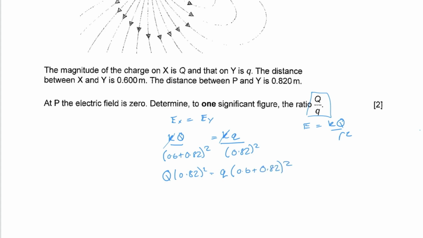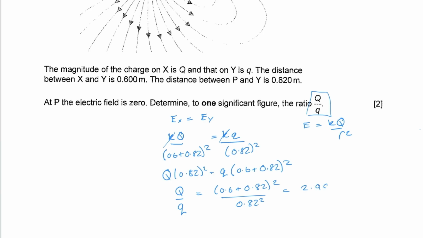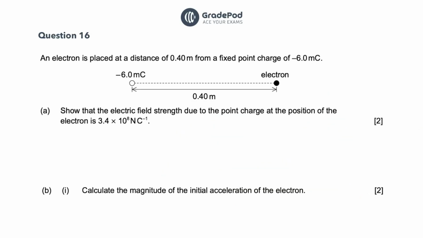Now we want to bring it down to the ratio of Q over q, and that means the answer will be 0.6 plus 0.82 all squared over 0.82 squared, which gives us an answer of 2.998. We wanted 1 significant figure. The answer is 3. Question 16.